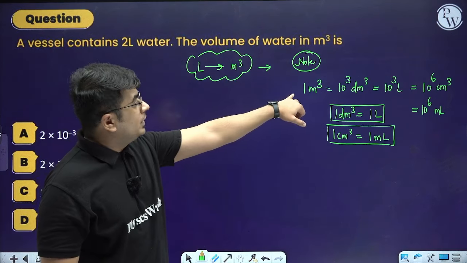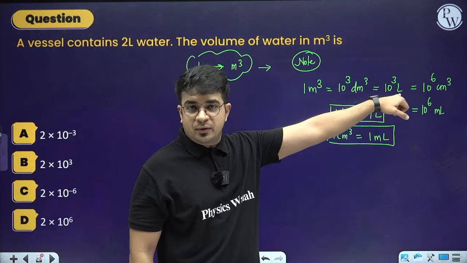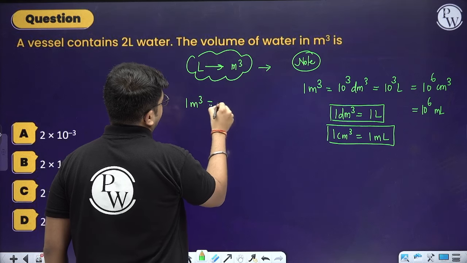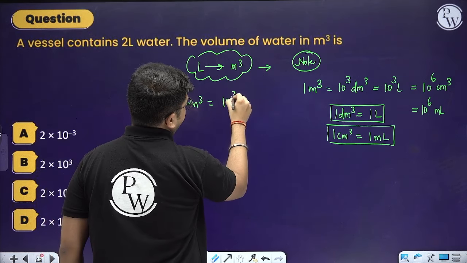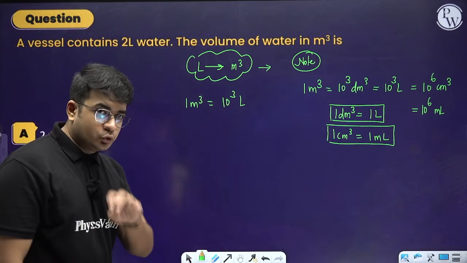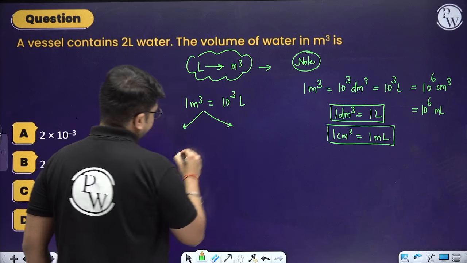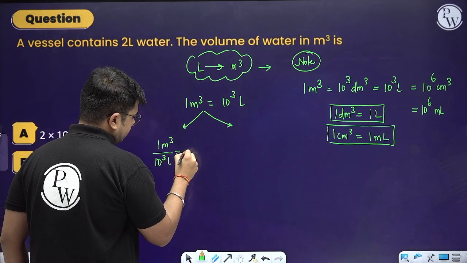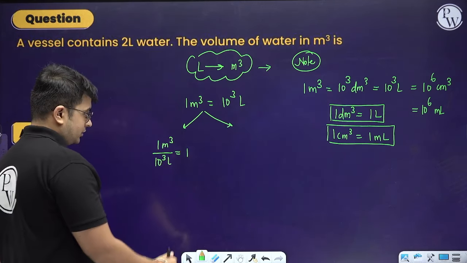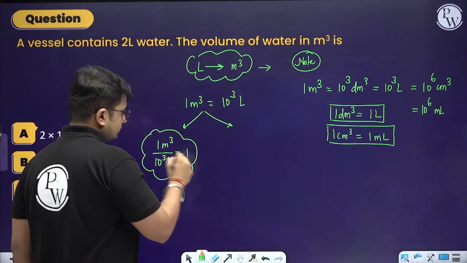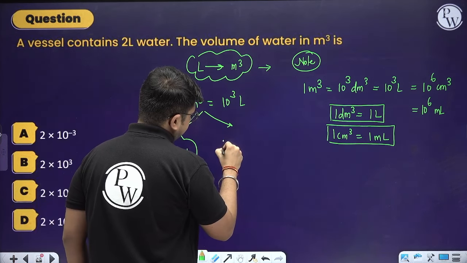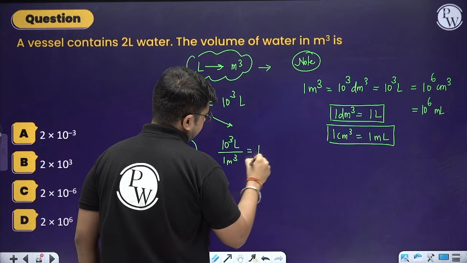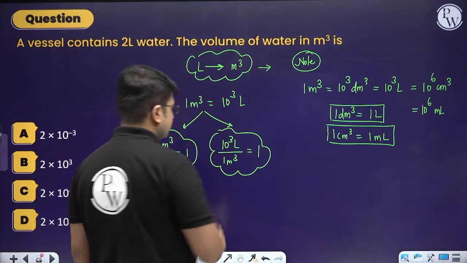Now you know that 1 meter cube is equal to 10 raised to the power 3 liters. So there are two unit conversion factors. First part is 1 meter cube upon 10 raised to the power 3 liter, which is equal to 1. This is your unit conversion factor. And the next part is 10 raised to the power 3 liter divided by 1 meter cube, which is again equal to 1. This is your unit conversion factor.